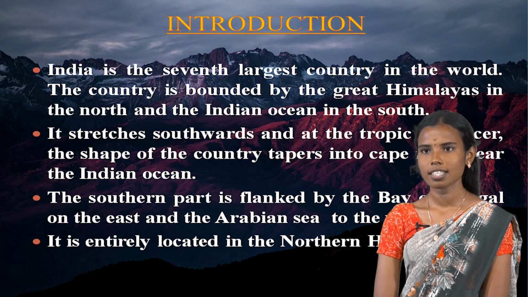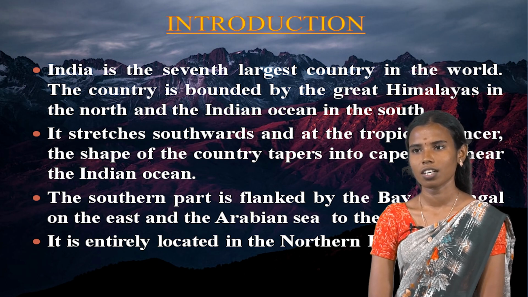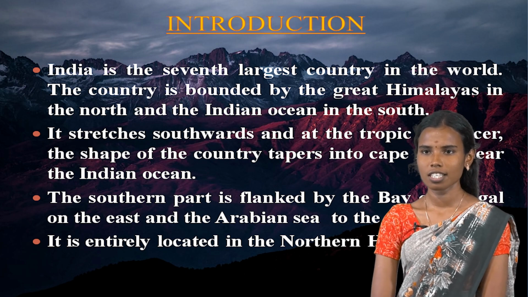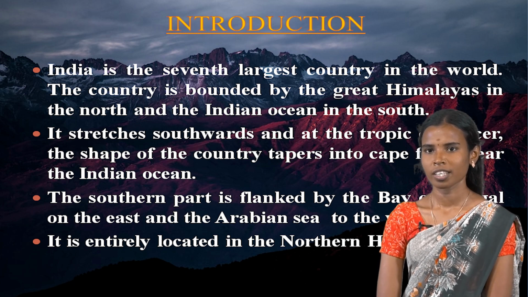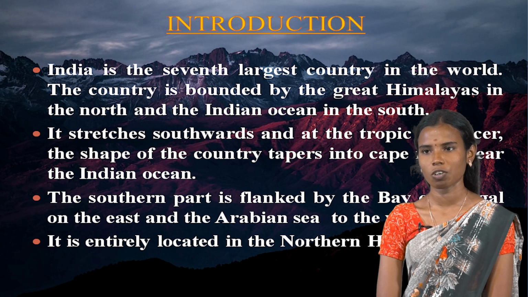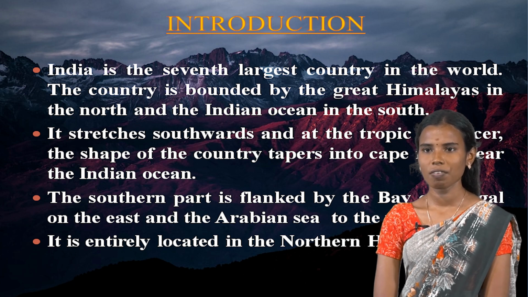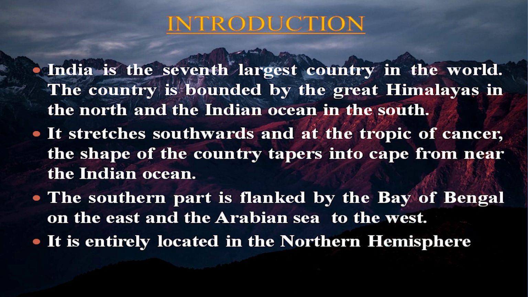India is the 7th largest country in the world, as we already know. The country is bounded by the Great Himalayas in the north and the Indian Ocean in the south. It stretches southwards under the Tropic of Cancer. The shape of the country tapers into a cape near the Indian Ocean. The southern part is flanked by the Bay of Bengal on the east and the Arabian Sea to the west. The entire country is located in the northern hemisphere, above the equator.